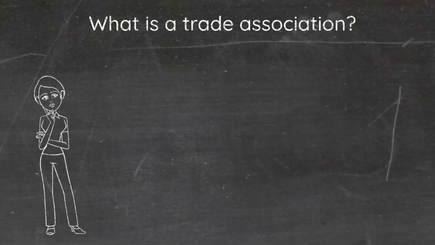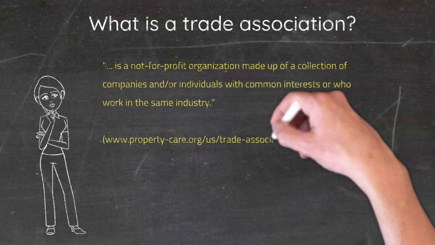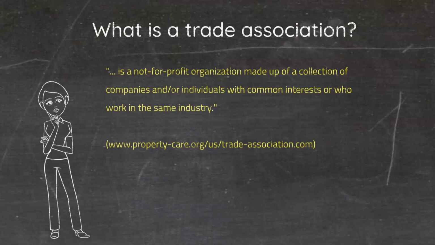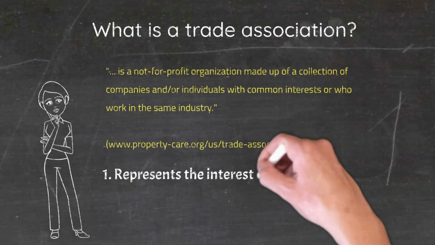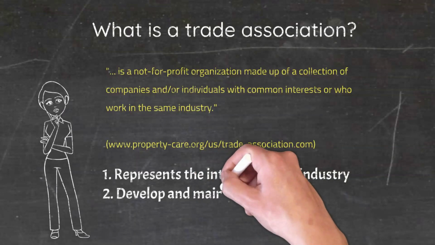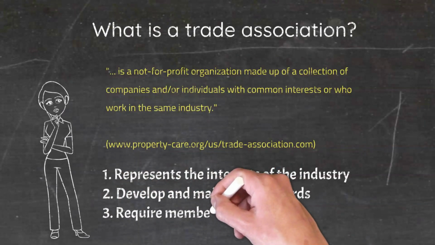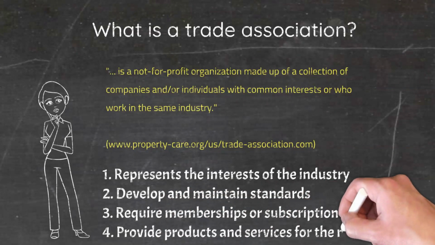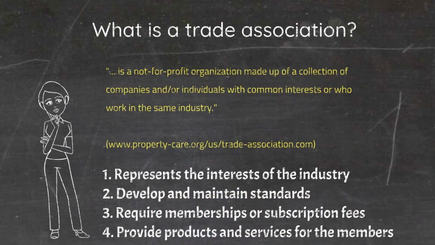But let's take a step back for a second because you may be wondering what a trade association even is. It's a not-for-profit organization made up of a collection of companies and/or individuals with common interests who work in the same industry. So they act as a representative body for the industry they represent, putting forward the collective view and position of its members. As the industry voice, trade associations speak on behalf of their members to government, agencies, regulators, media. Associations also work to maintain the standards for their industry.